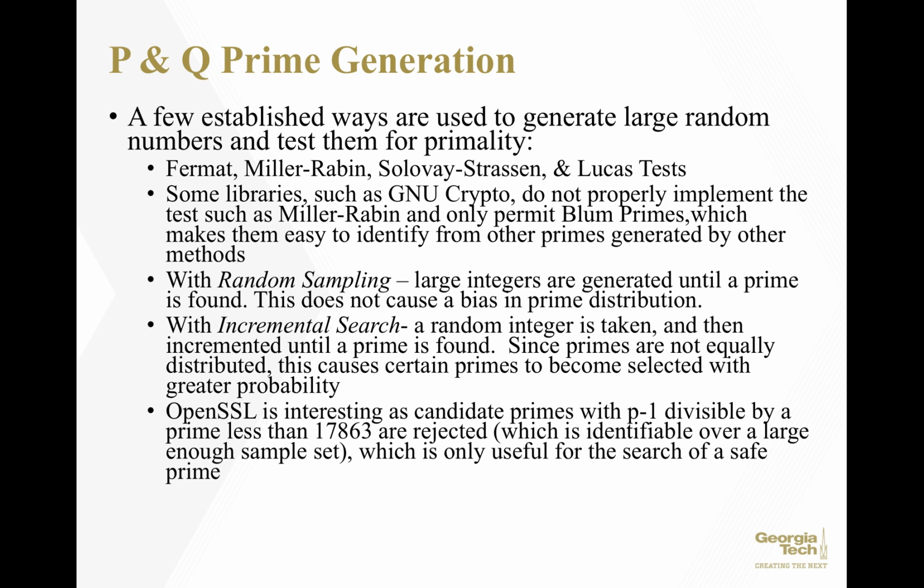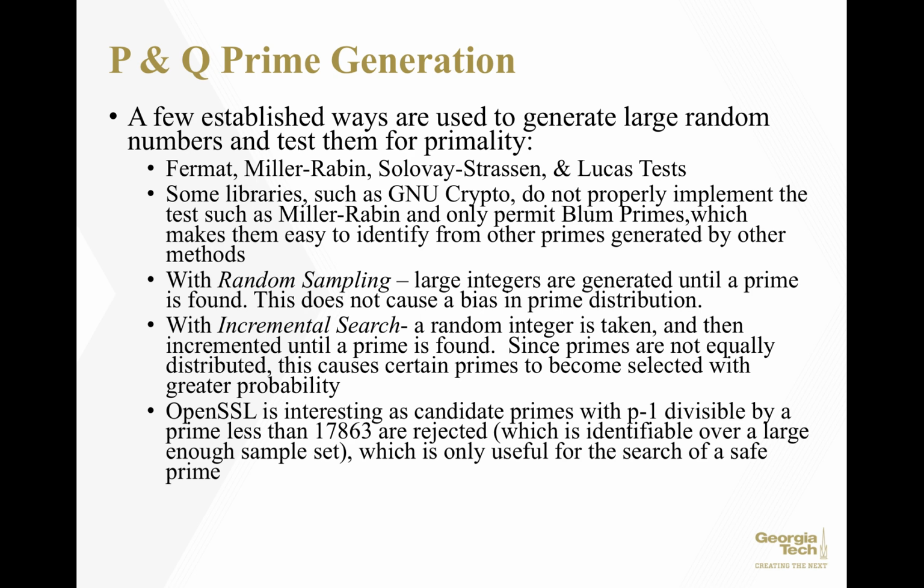So, P and Q prime generation. There are a few established ways to do this. Fermat, Miller-Rabin, Solovay-Strassen, and Lucas tests are tests that are used to test a very large number to see: is it prime? Some libraries don't properly implement these tests and only allow very specific primes, such as Blum primes, through, which makes it easier to identify as a prime generation method compared to other methods, as only specific prime numbers will be generated.